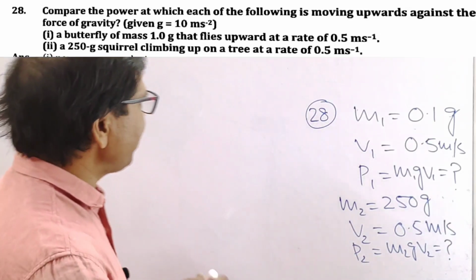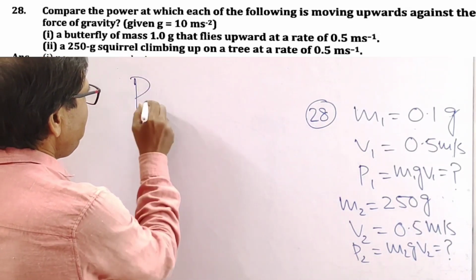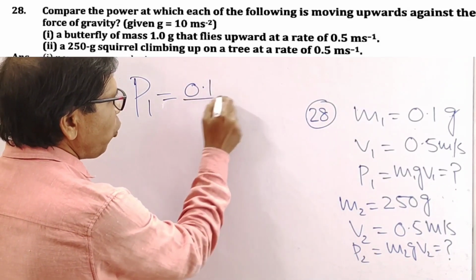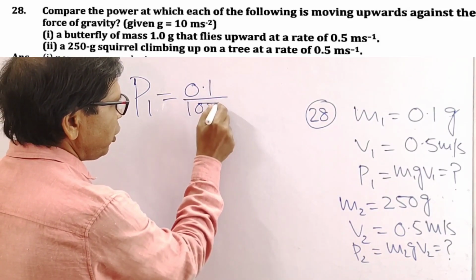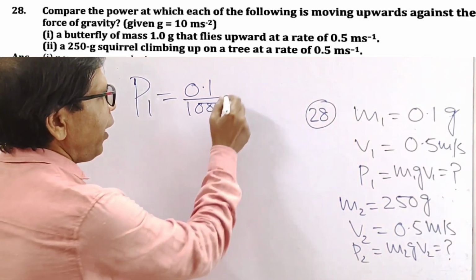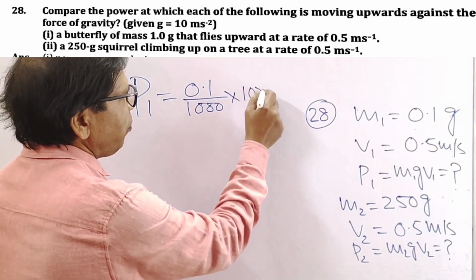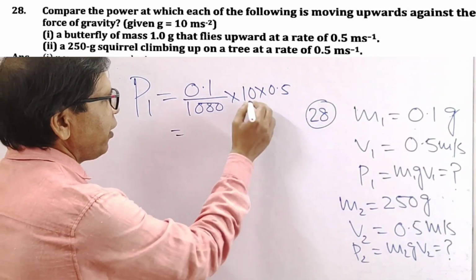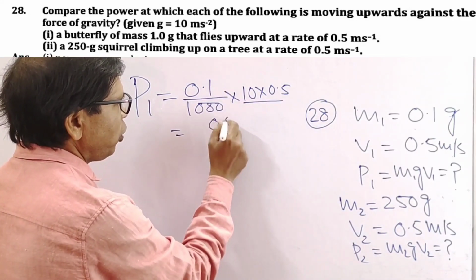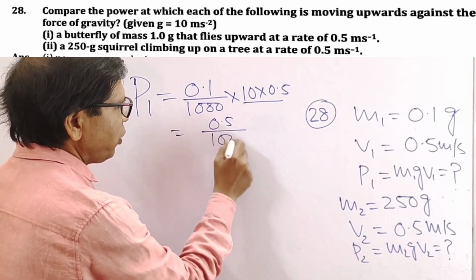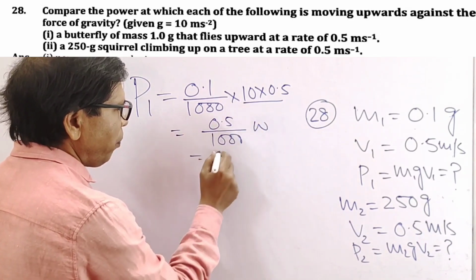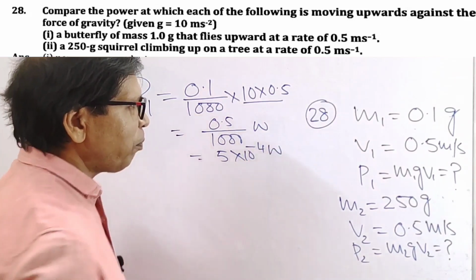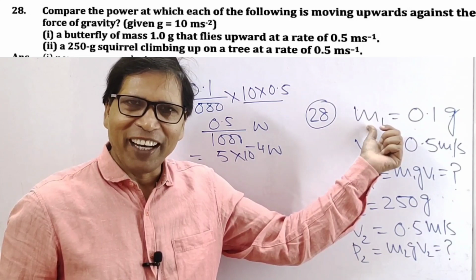Okay. Now look at this. First of all P1. P1 is equal to mass, this is 0.1 gram, it should be converted into kg. So this is 1000. And g is 10 and velocity is 0.5. So look at this. This into this, so this is 0.5 by 1000 watt. So this is 5 into 10 to the power minus 4 watt, the power of a butterfly.